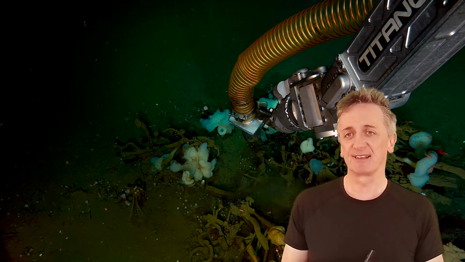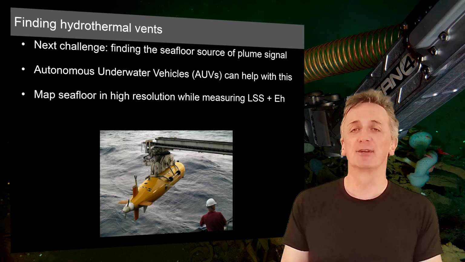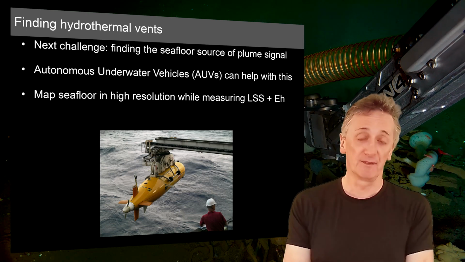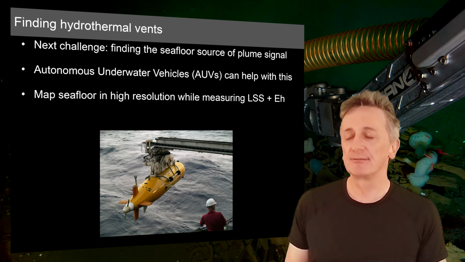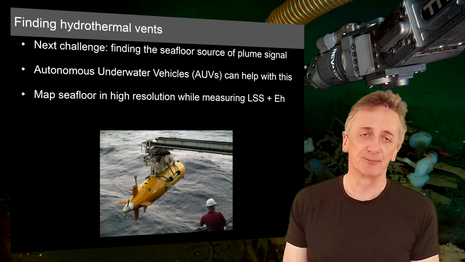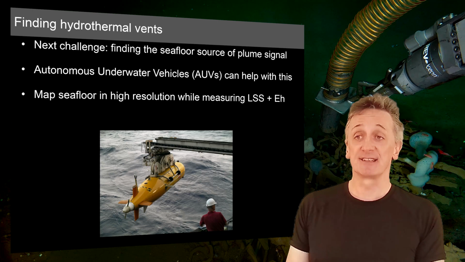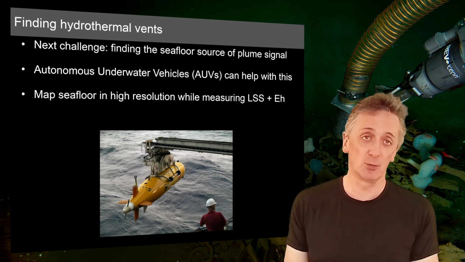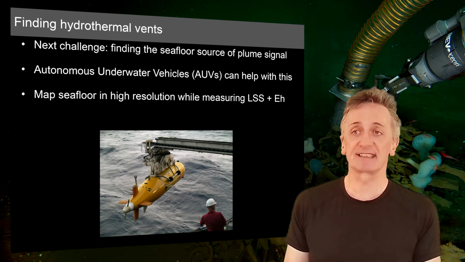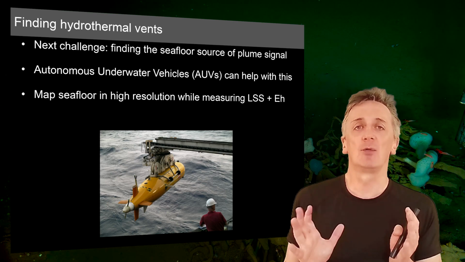The next challenge then is to find the actual source of that plume, the actual hydrothermal vents on the seabed. And that's quite a jump from that water column signal down to actually where the vents are on the ocean floor. These days we have additional technology that can help us with that next step. So in particular, autonomous underwater vehicles are great for this next step. These, of course, are vehicles that are not remotely controlled from the ship.